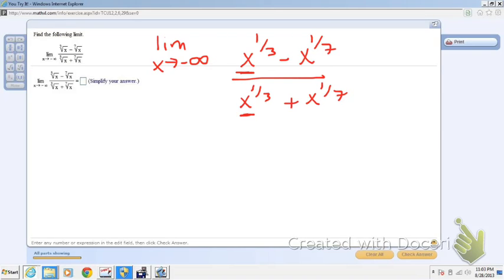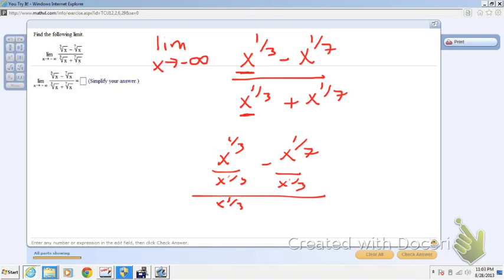Now I could, like I said, go through the algebra on that, divide every little guy by x to the 1/3, but again, like I said, x to the 1/3 is higher powered than x to the 1/7, so it's going to dominate. And I'll just do that here. This is going to be 1. This is obviously going to be 1.